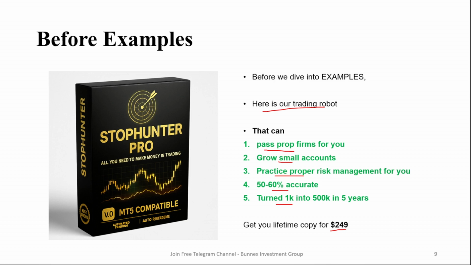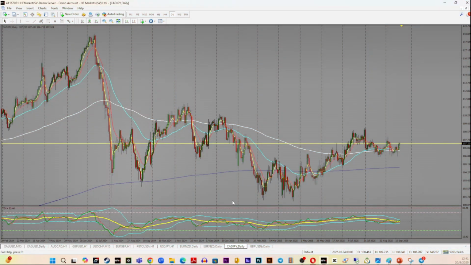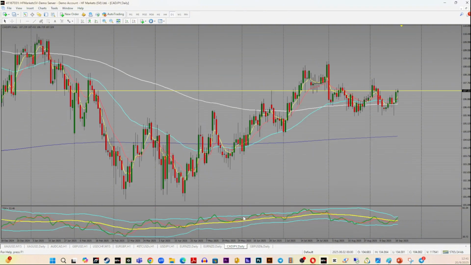Let's now go over the examples. Alright, for all those who follow this channel, they know that my charts are set up like this. These are the default EMAs as well as the TDI in the sub-chart region. So this is Canadian dollar against JPY.